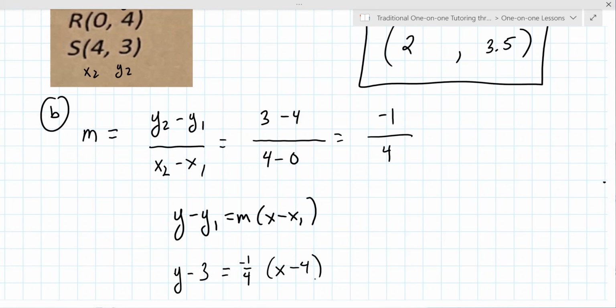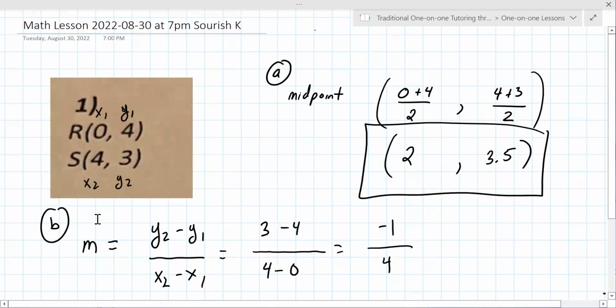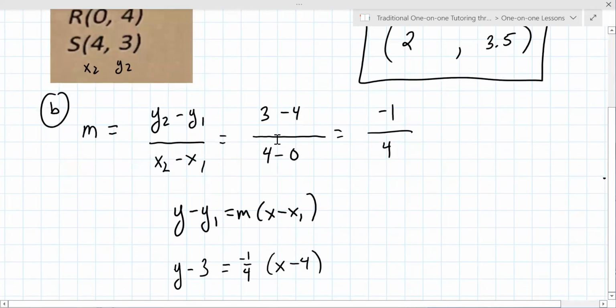Okay, and that's it. I mean, that's everything. The real answer for that is 2, comma 3.5, right? No, that's like part A of the problem. That's the midpoint. The rest of this is the part B of the problem.